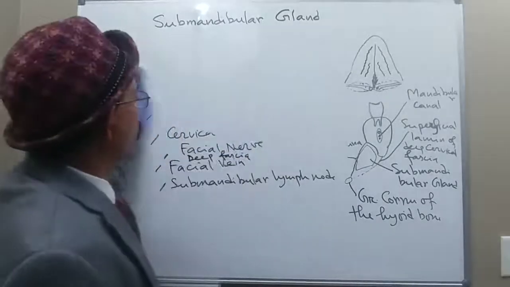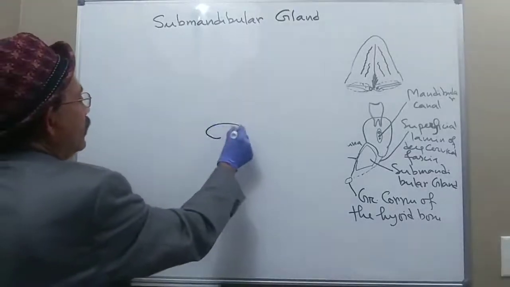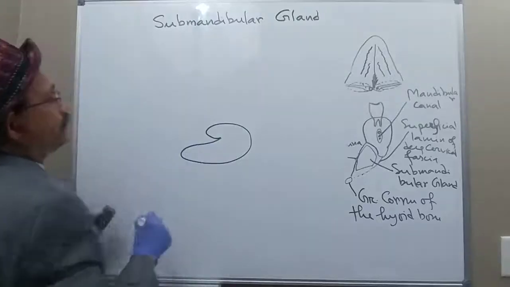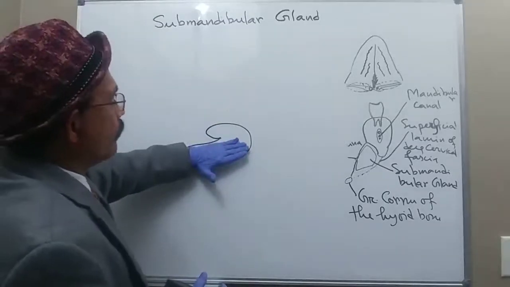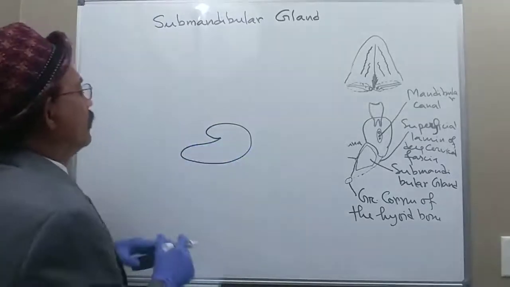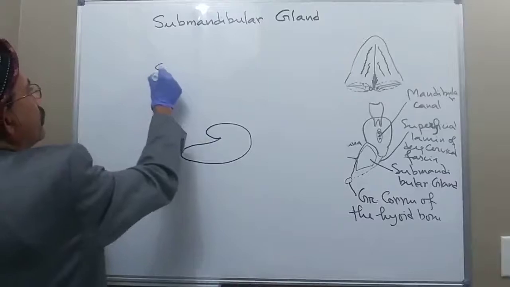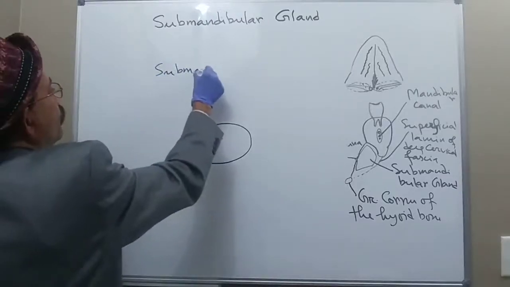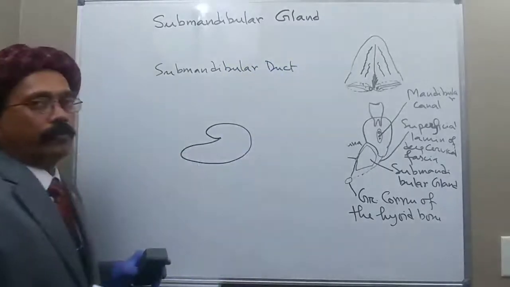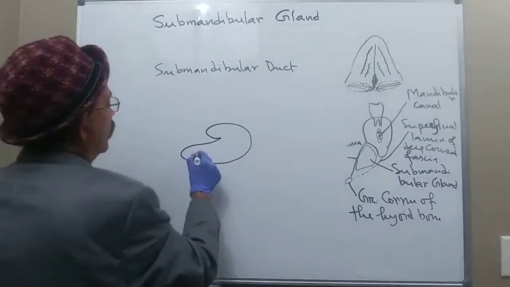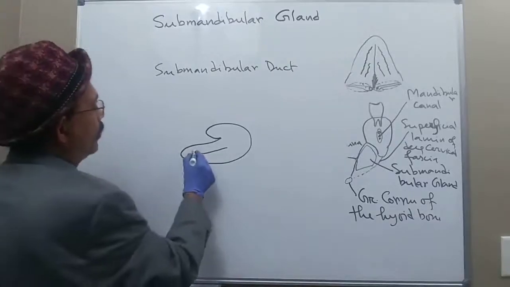Now we go to the submandibular duct. This is our gland. This is the superficial part. This is the deep part, which is mostly related to the submandibular fossa of the mandible. Okay, we have the formation of the duct, the submandibular duct, also called Wharton's duct. The duct is formed from the superficial part of the submandibular gland by multiple tributaries.